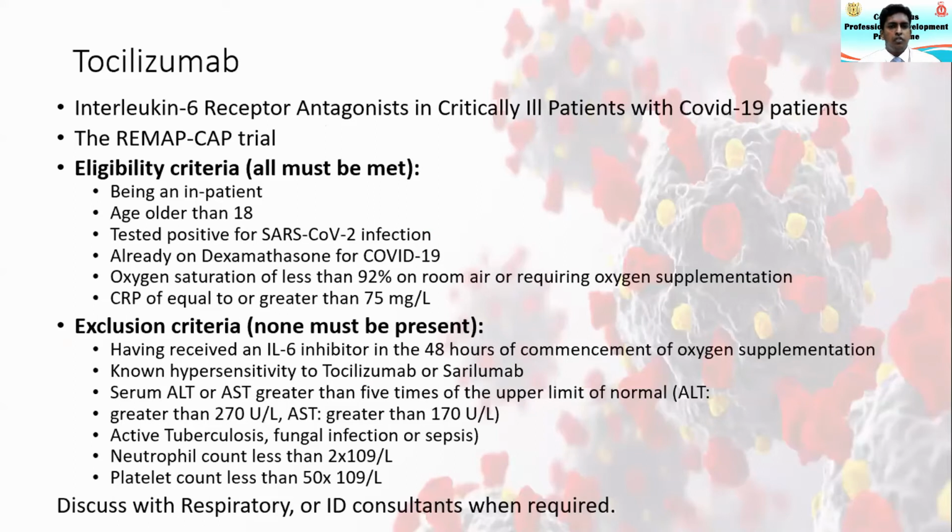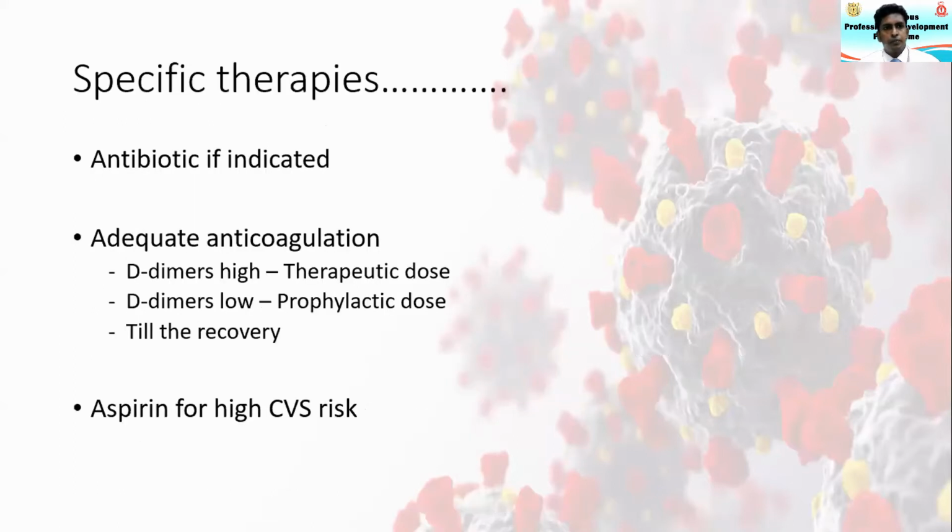So this is tocilizumab. I'm not going to discuss this drug because it's not available in a resource poor setting, and there are clear criteria to start these drugs, and you should take another consultant or respiratory physician's opinion before starting these drugs. And for other specific therapy, we especially use antibiotics, intravenous or oral, if it's indicated, and we have to add some adequate anticoagulation for this patient.